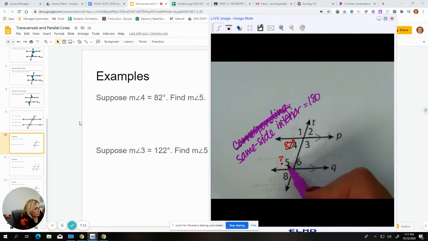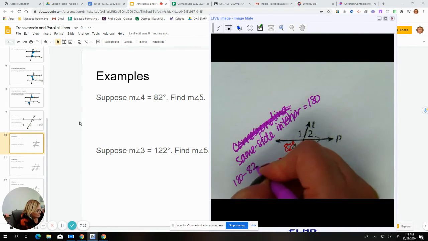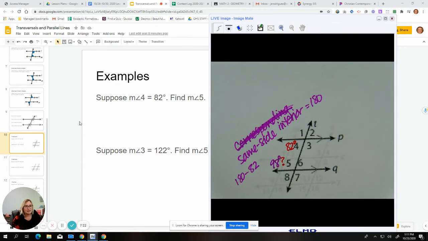So to figure out what angle 5 is, we would take 180, subtract 82, and that tells us that angle 5 would be 98 degrees.